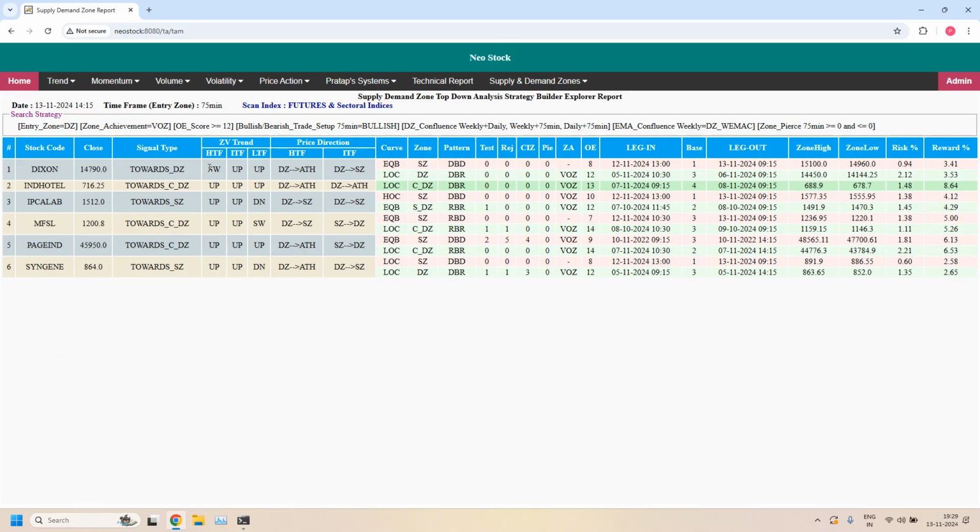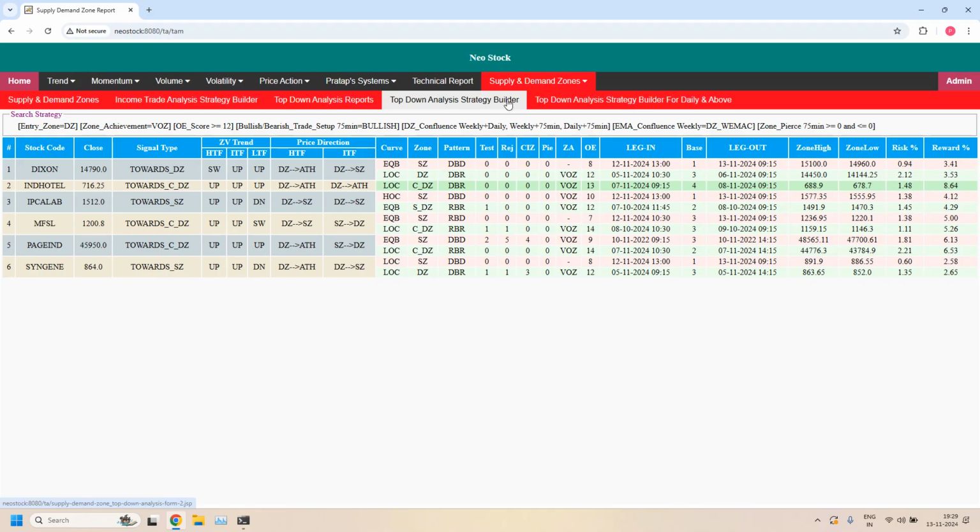But first one you need to ignore because it is a sideways trend. Sideways EMA confluence does not give any extra advantage. So you have to ignore the first stock from this list. So this is bullish trade setup for weekly income trade.